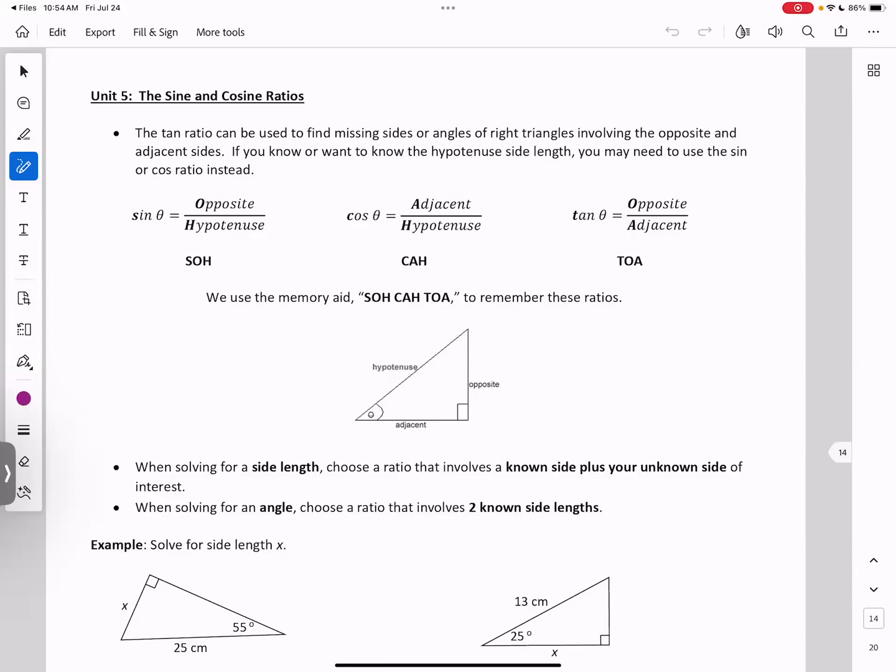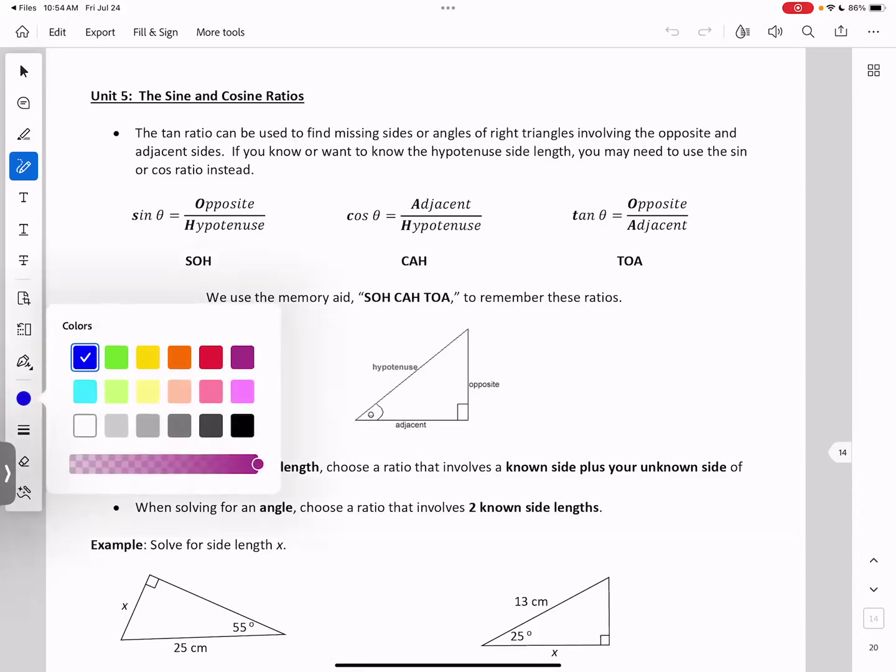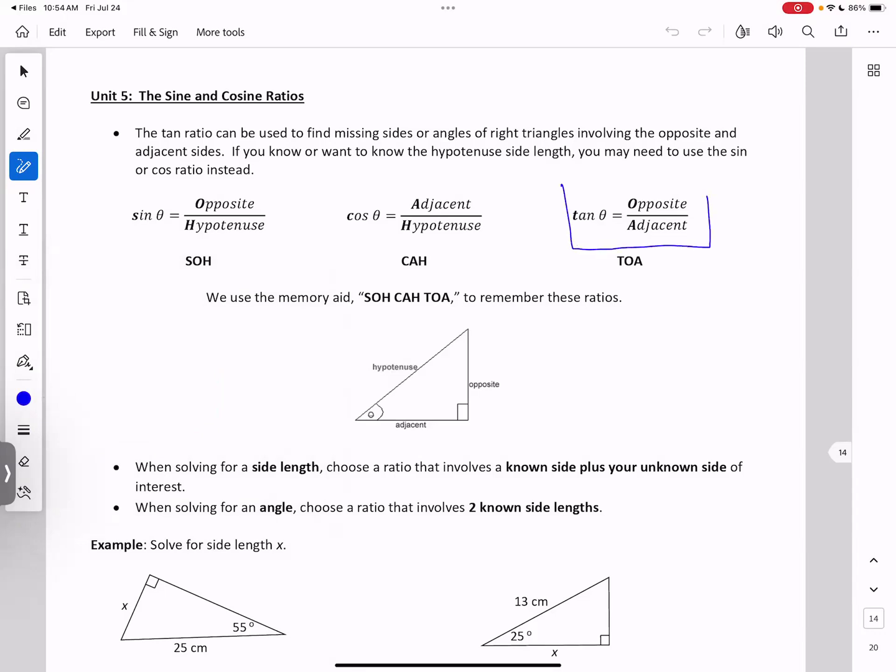Now that you know the tan ratio, there are two other ratios that can come in handy too, because the tan ratio involves opposite over adjacent, right? Tan of your angle is opposite over adjacent. But what if you know or want to know your hypotenuse? In those cases, you might want to use the sine ratio, which is opposite over hypotenuse, or the cosine ratio, which is adjacent over hypotenuse.